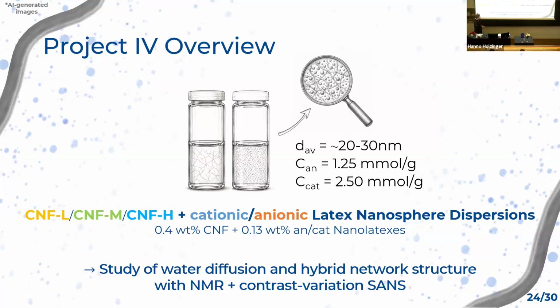We then used NMR again to study the water diffusion in these hybrid systems and used contrast variation SANS, a special small angle neutron scattering technique, to match out certain components and probe the different lengths within this system.